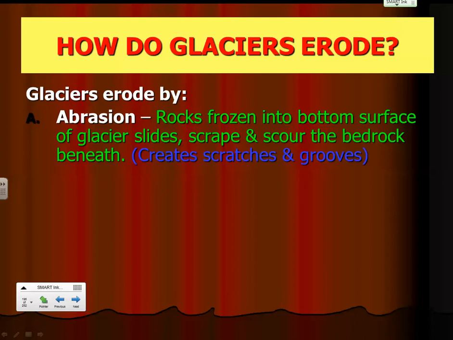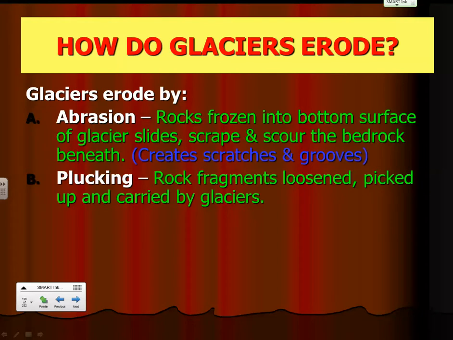First of all, glaciers have many different ways in which they change the landscape. One of them is by what we call abrasion. Rocks can get frozen in the bottom of this glacial ice, and then as the ice moves outwards or downwards, those rocks frozen into the bottom slide, scrape, and scour the bedrock beneath it. And that creates evidence.